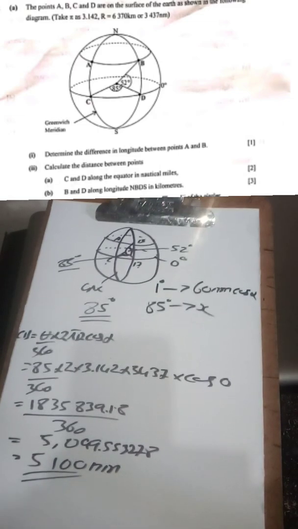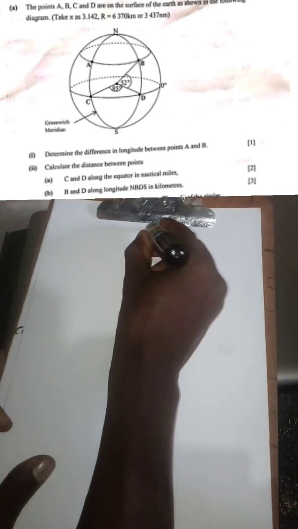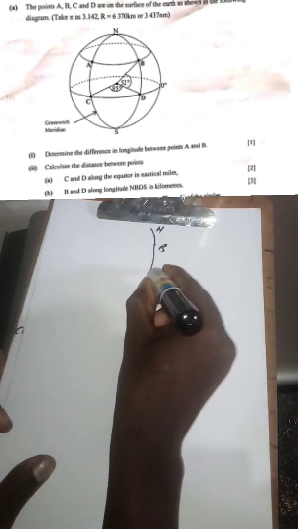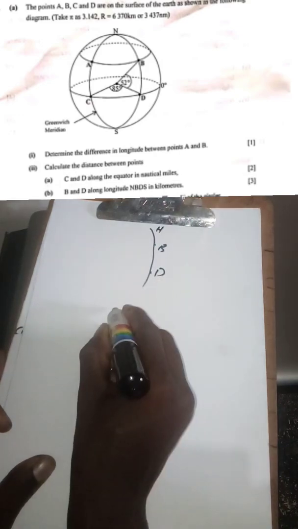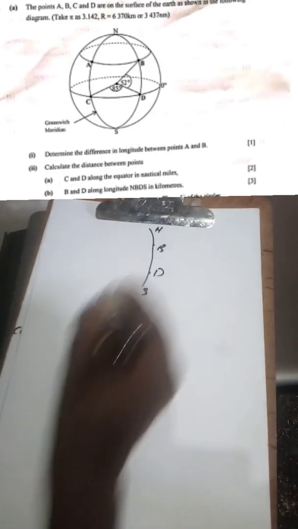Okay, so the second question is asking us to find the distance along the longitude NBDS in kilometers. All right, so remember to say we have this longitude, we have N here, we have point B here, then we have point D somewhere there, then we have point S. Then we are being asked to calculate distance along this.